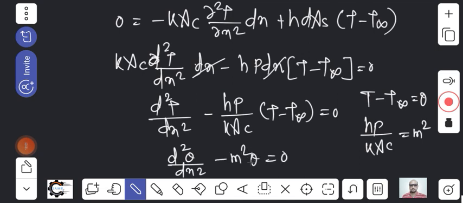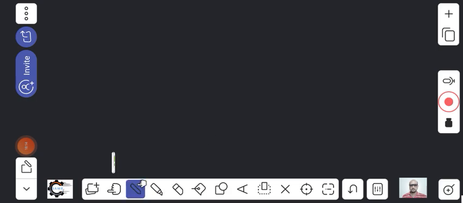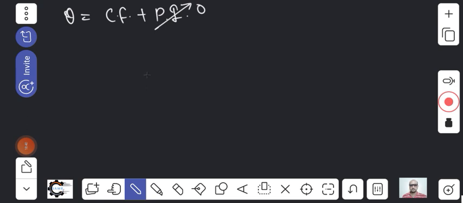This equation is a differential equation, and I have to solve this differential equation now. This is the differential equation I got from this. The solution of this differential equation, you might have studied, this is theta, which is equal to a complementary function plus particular integral, both terms it has. Okay, and if the right hand side is equal to 0, as it is a homogeneous function, then the particular integral goes to 0. So the only remaining is the complementary function, that is CF.